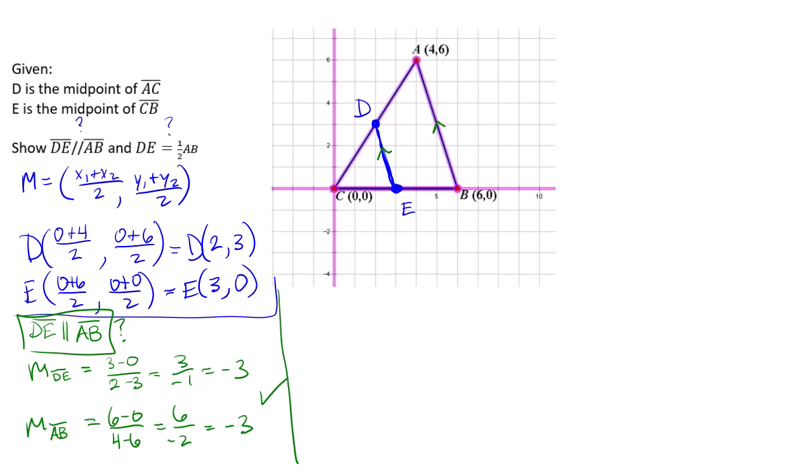All right, one last one. Now we have to prove that DE is 1/2 of AB, right? And so in order to do that, we have to find the length of each of those segments, right? And the way we find length is with our distance formula. So let me set this up. Is this true? That's what we're trying to determine.